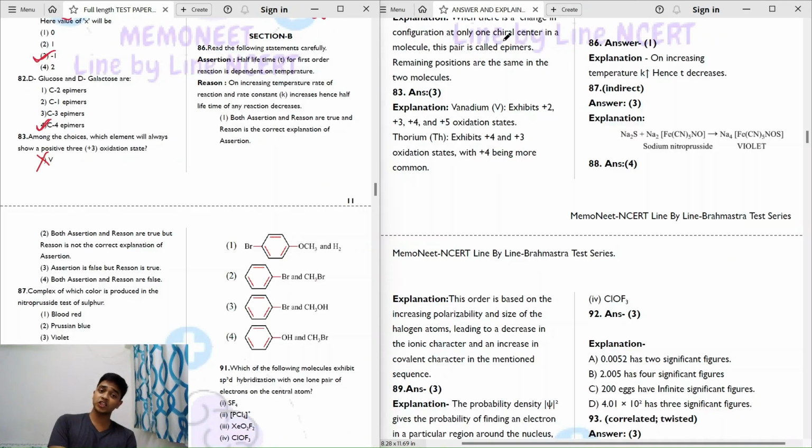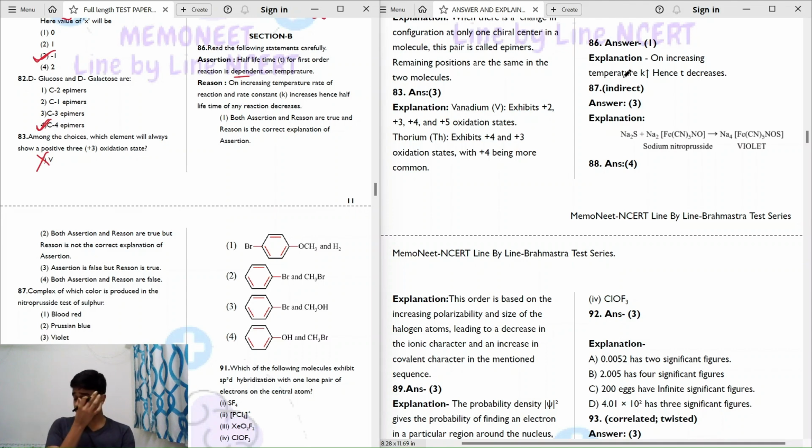So starting with section B, we have question number 86. It's an assertion reasoning type question. The assertion says half time t for first order reaction is dependent on temperature. And the reason statement says on increasing temperature, rate of reaction and rate constant increases. Hence, half life time of any reaction will decrease.